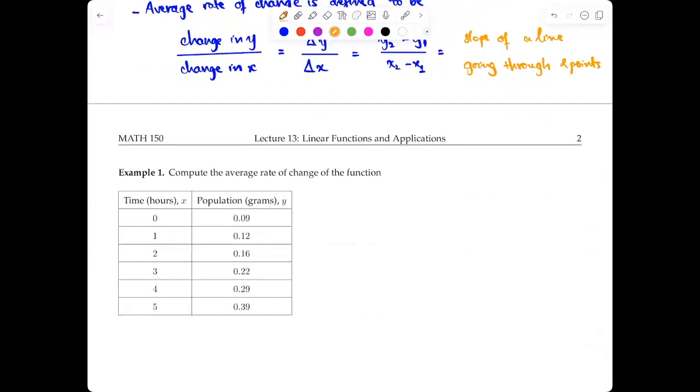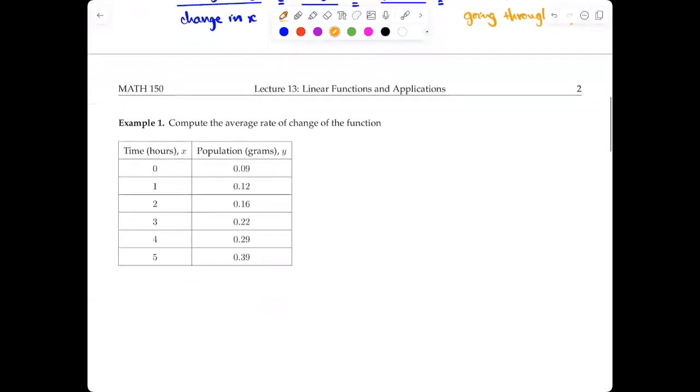All right. So here you want to compute the average rate of change of functions, or in this case, the average rate of change of the populations with respect to time. So you have a table of values here. In the first column is time, the second column is populations. So this is the bacteria populations, obviously.